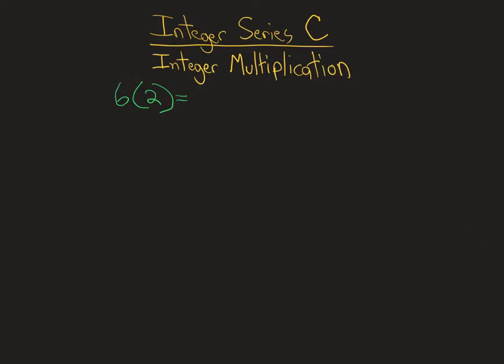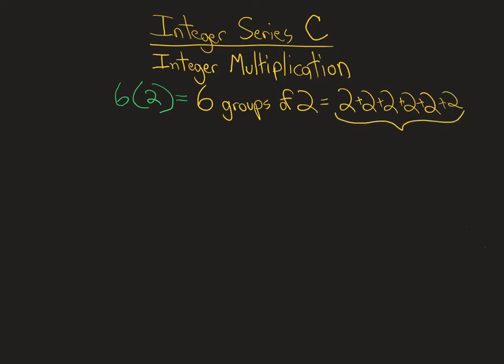Okay? So if we were to write out that multiplication, what exactly does it mean? It means we're going to take 6 groups of 2. And we're going to add them together. So we have this. Six groups of 2, and if we add all of those together, of course we get 12.